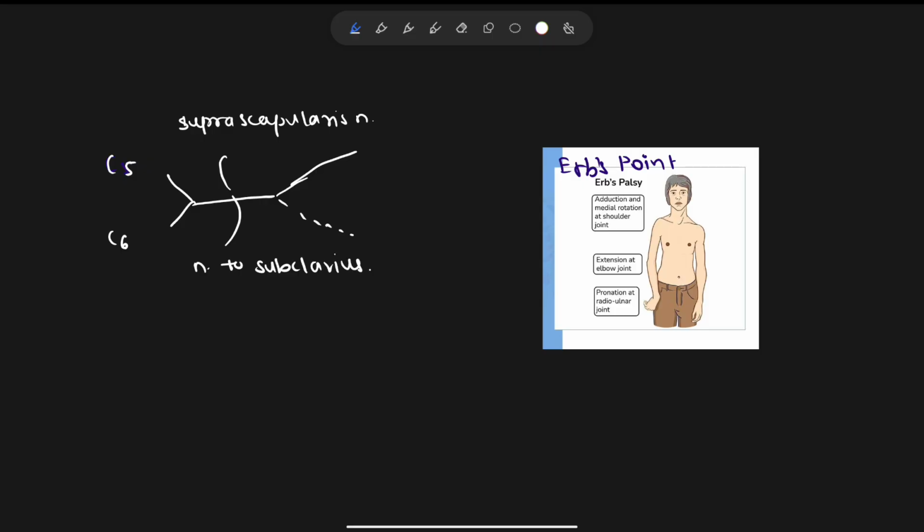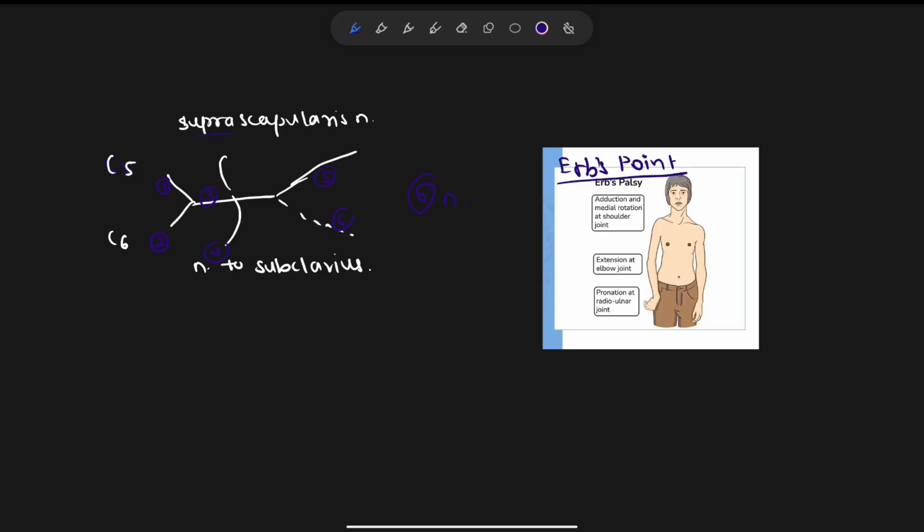Okay, so let's count it. 1, first root. Okay, second, upper trunk, and the suprascapular nerve. Here fourth, anterior division, and here posterior division. These are 6 nerves. Okay, they meet at the upper trunk. This point is Erb's point.